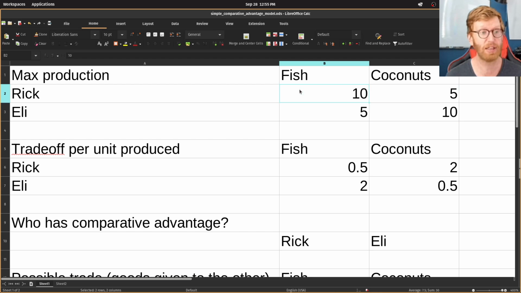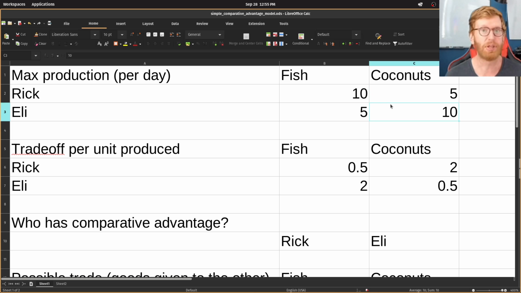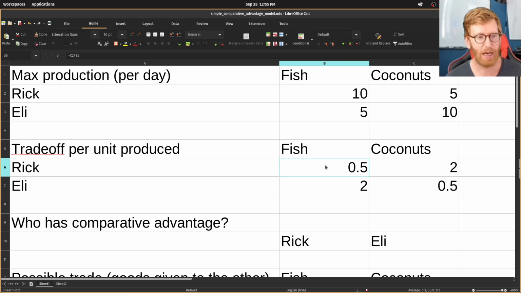In this case, clearly I can produce more fish, let's call this per day. And clearly Eli can produce more coconuts, and so you don't even have to think hard. I should be making fish, Eli should be gathering coconuts, and we should be trading accordingly. So we've got these numbers. We'll plug in different numbers in a minute. Right off the bat, we've got some calculations figured out for us.